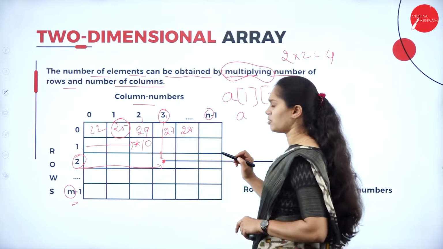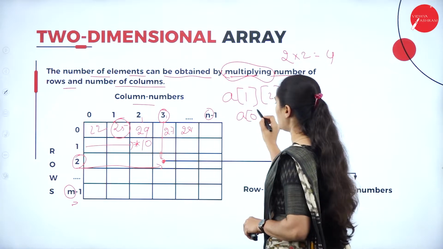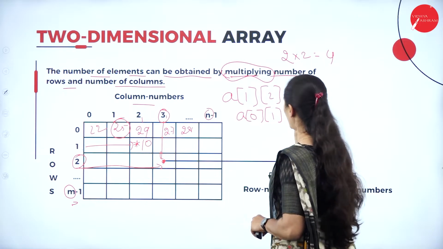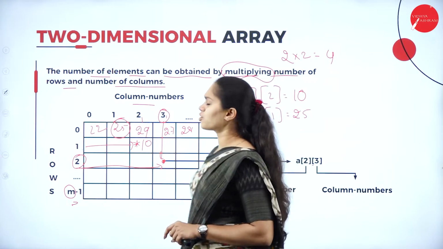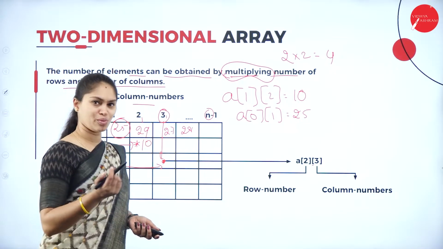Let me consider the name of the array as A itself. And what is the row? It is in the 0th row. And what is the column? It is in the first column. And what is its value? 25. This is how we are going to represent a two-dimensional array. I hope you all understood.